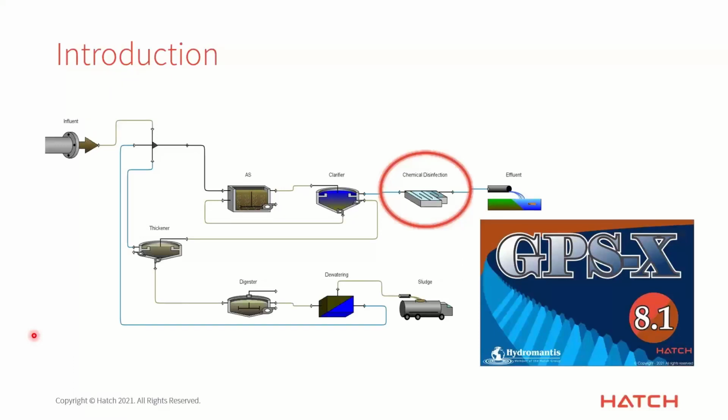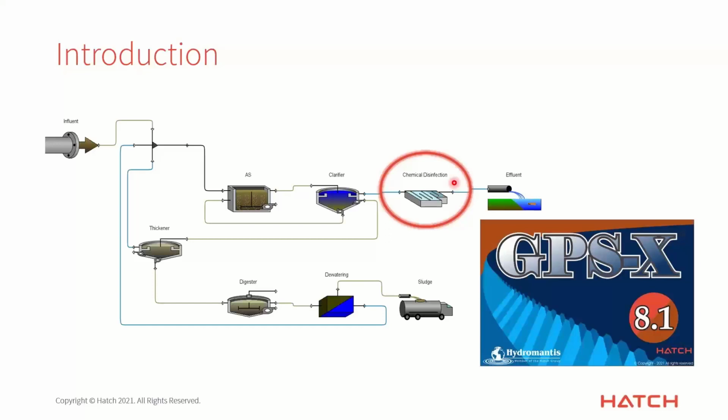Okay, so just for a bit of an introduction, this is a GPS-X layout shown here of the conventional activated sludge process with a chemical disinfection unit or object highlighted there in red. So basically, today's webinar is going to focus on what goes on inside that object. That is the disinfection model that we actually have in GPS-X. And a lot of the things that I talk about today are actually new in our new version of GPS-X, GPS-X 8.1, such as the dechlorination reactions and the nitrate addition to the breakpoint chlorination reactions.